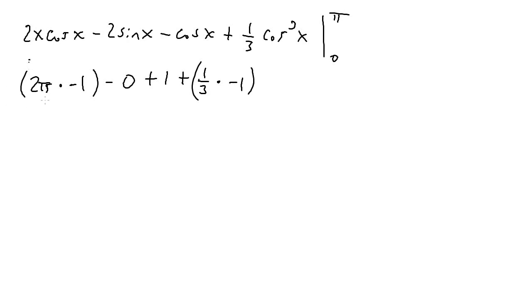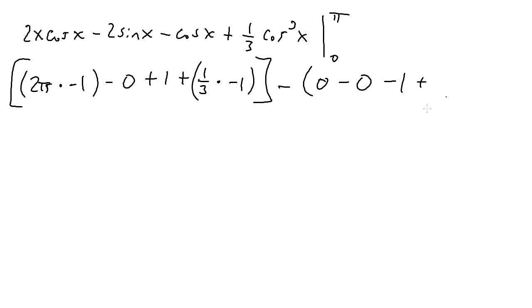and then minus, when I plug in 0 for x, so then we'll get 0 for the first term here, because 2 times 0 is 0, cosine of 0 is 1, 1 times 0 is 0, minus 2 times sine of 0, which is also 0, and minus cosine of 0, which is 1, so then minus 1, and then plus 1/3 cosine cubed of x.